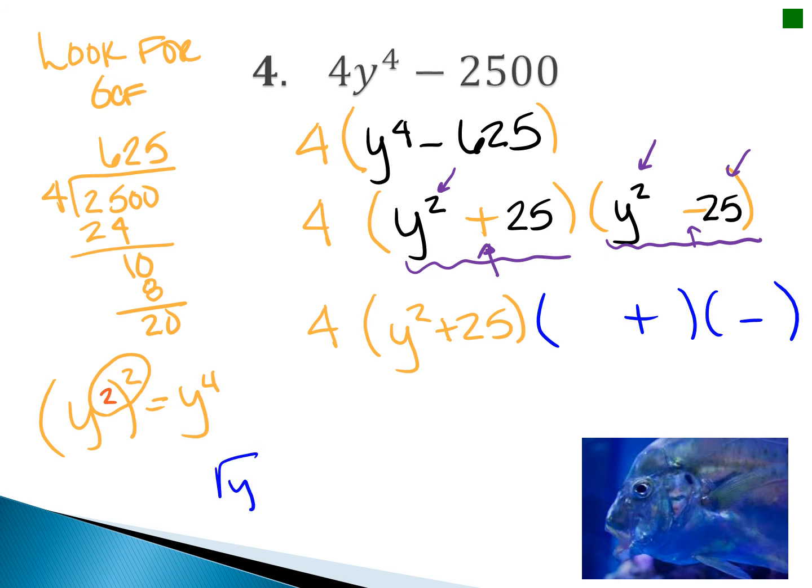What is the square root of y squared? Y. What is the square root of 25? 5. Now your teacher's going to tell you how to find the square root of 625. There's a lot of different ways, but the easiest one is to use your calculator.